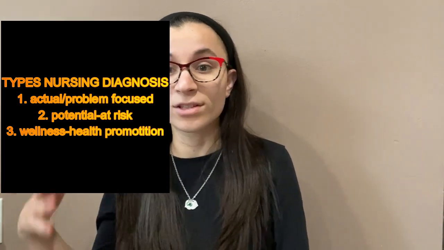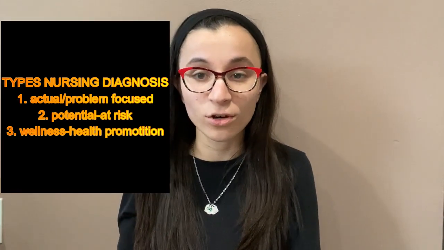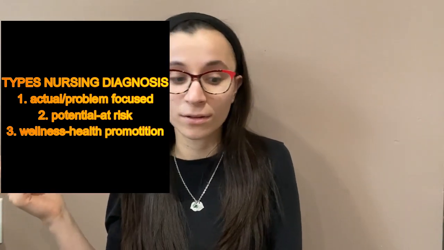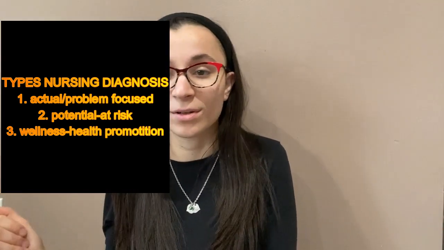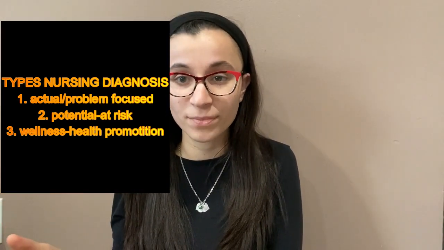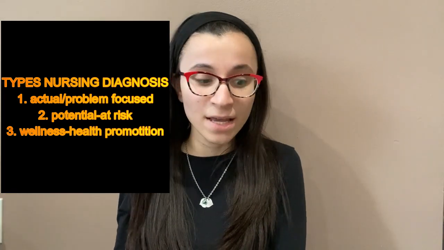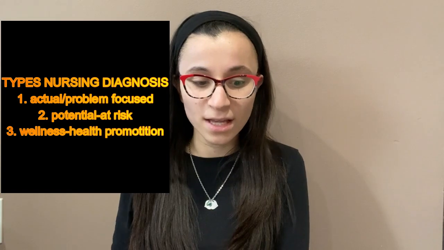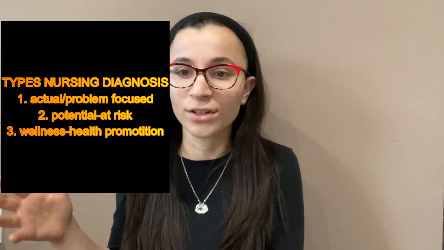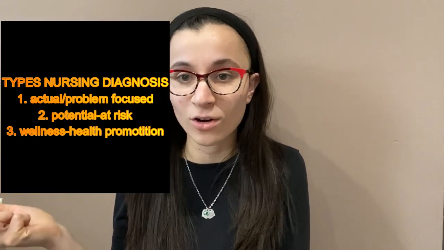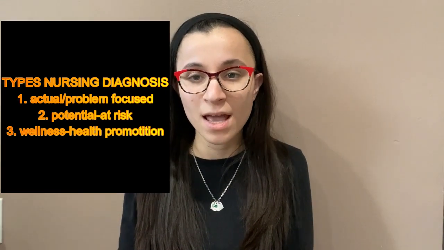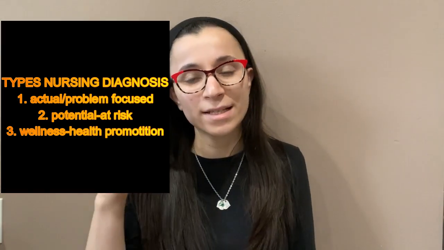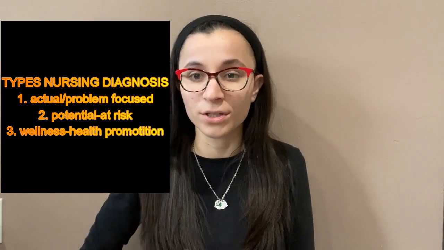Then you have your potential diagnosis, which is like the risks. So at risk for X, Y, and Z. So your old patient, at risk for falling, or at risk for infection for someone who's a cancer patient. Something like that. Then you have your wellness. So this is a health promotion. So this is going to be like readiness for enhanced family coping, something like that. And they're pretty distinct, so it's pretty easy to know which category to put yours into.